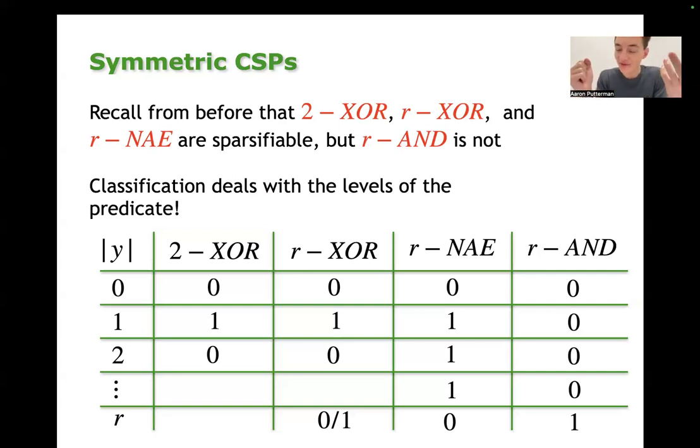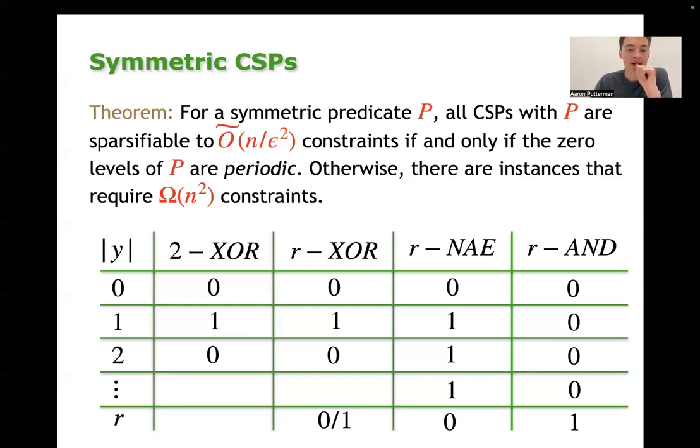And finally, when the Hamming weight of y equals r, then the not all equal function will again return 0. And you can do the same analysis for the r-ary AND, where the only satisfying assignment is when everyone is 1, which is equivalent to the Hamming weight of y equaling r.